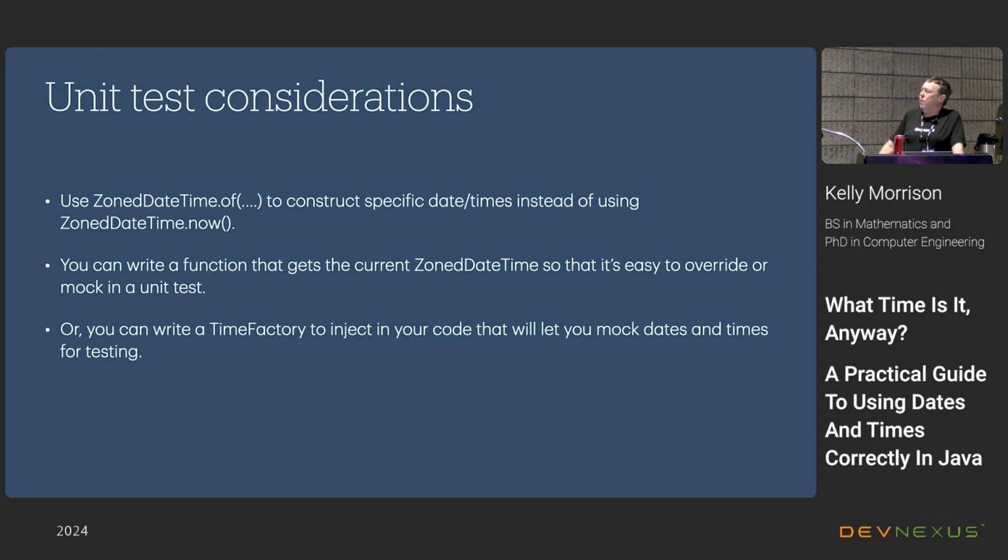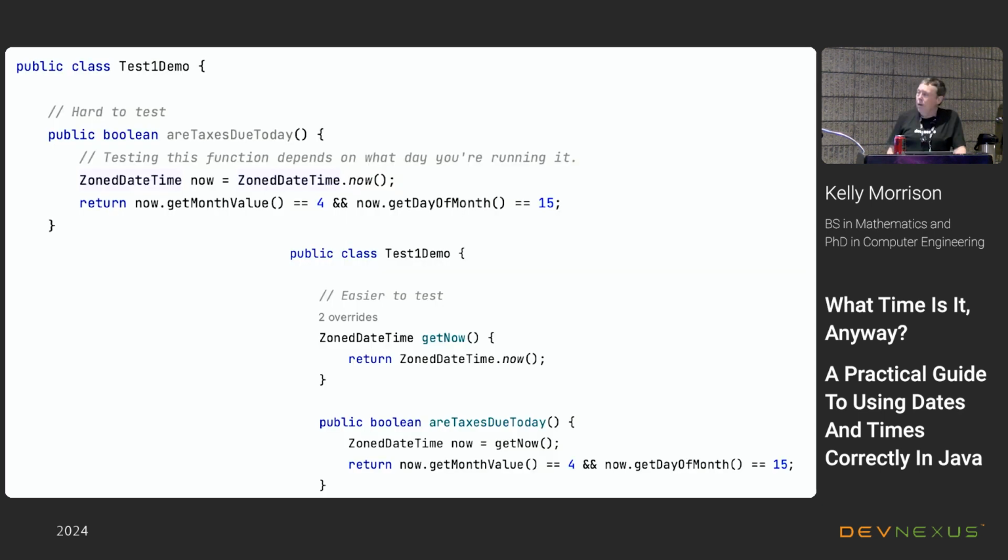Or if you want to get fancy, you could actually write a time factory that has a getZonedDateTime or a getNow method. And that way you can inject it in your code, and if you want to unit test, you can inject a mock version into your code, so it gets the mock time from that. And I'll show you one example of that.